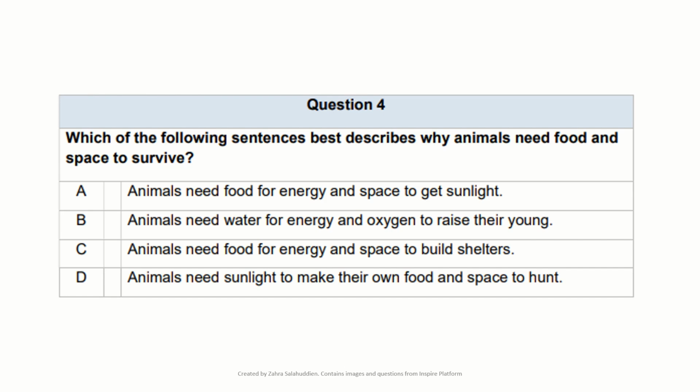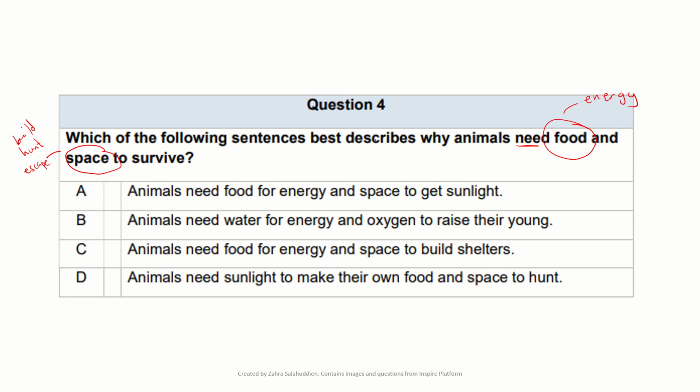Okay, so here are some sample questions that you may get. Which sentence describes why animals need food and space? When answering a question in the exam, please identify first after reading, you identify your keywords. Then you link them. Food gives me energy. Space, we use it to build shelters, we use it to hunt, we use it to escape.